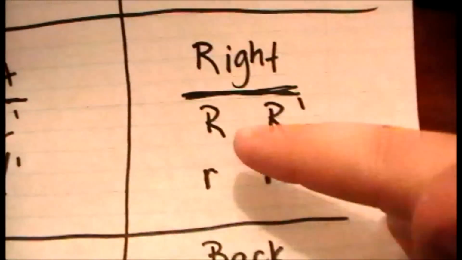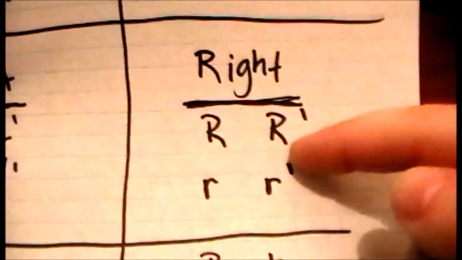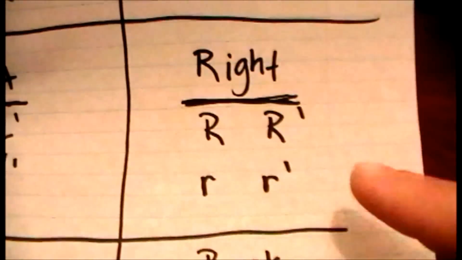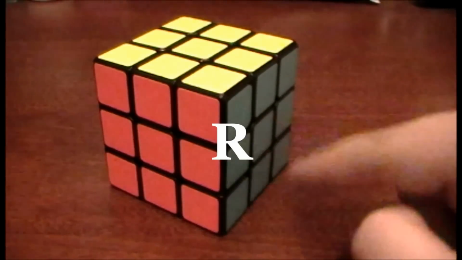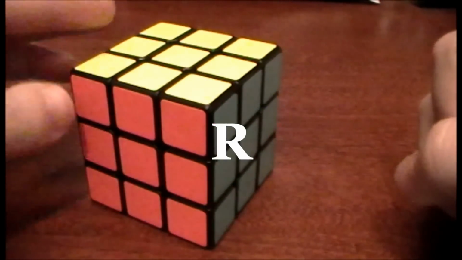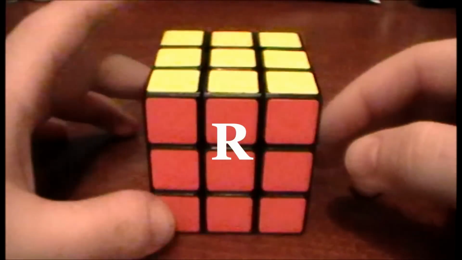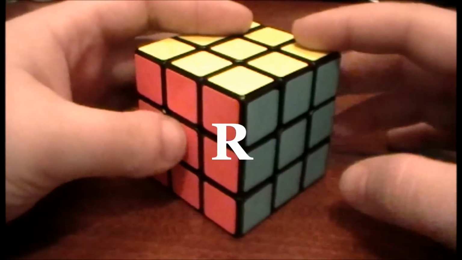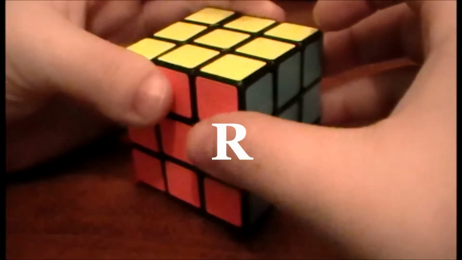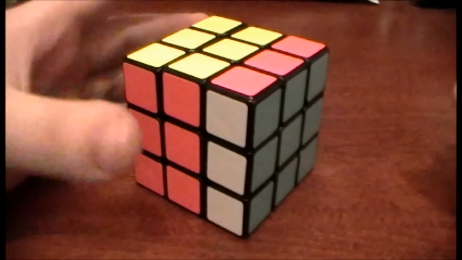Alright, now for the right side. The right side we have regular capital R prime, lowercase r, and lowercase r prime. Okay, the right side is going to be my blue side here. So for the regular capital R without a prime symbol, you're going to pretend like you're looking at your right side, and you're going to turn it once clockwise. Just like that.